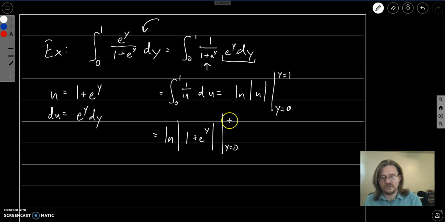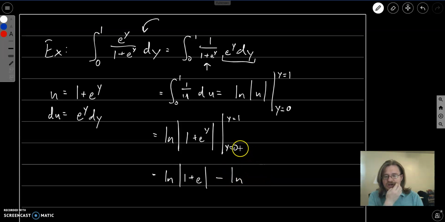So now we can plug in y equal to 0 and y equal to 1 into here. If we plug in 1, we get the natural log of 1 plus e to the first power, which is just e, minus the natural log of, if I plug in 0 into here, 1 plus e to the 0 power.